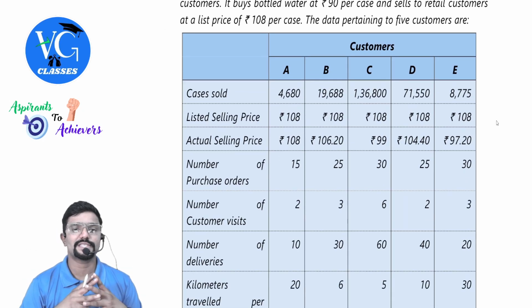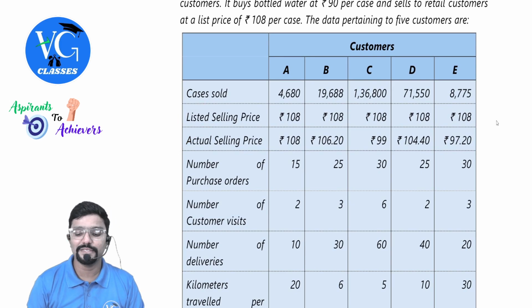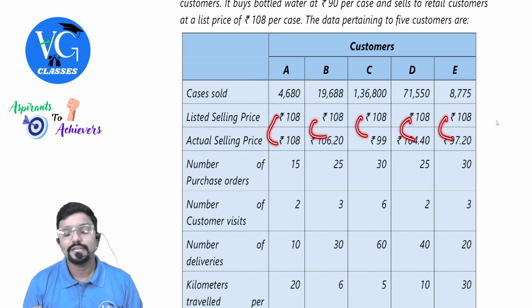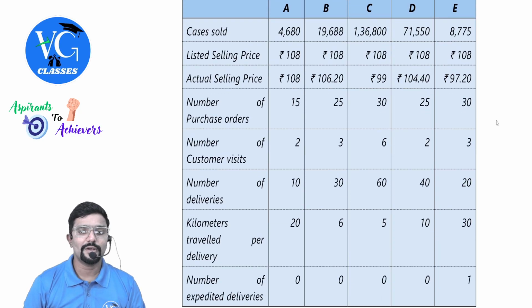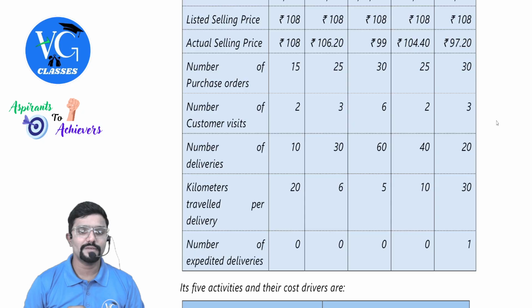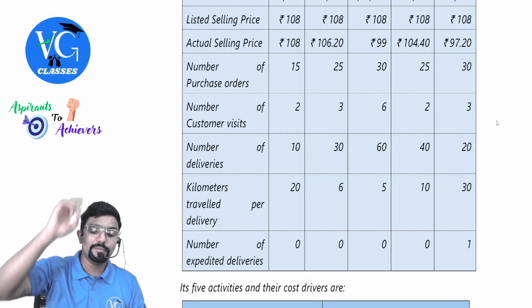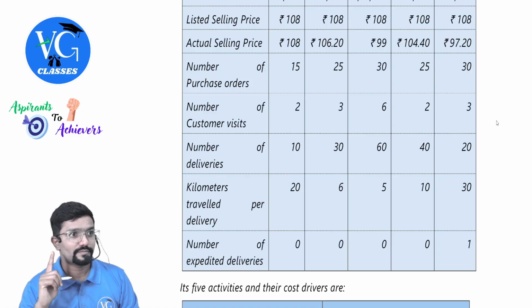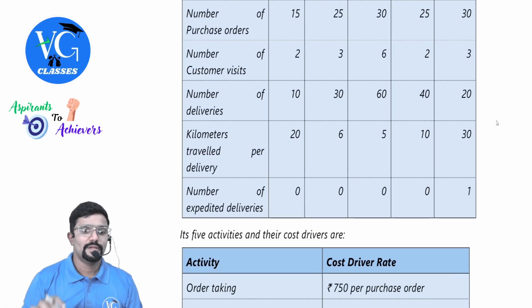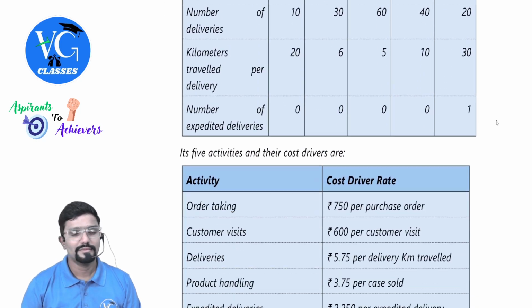Cases sold. Number of cases, guys. Listed selling price, actual selling price. The difference is there. That means the difference is what? Discount. The difference is called discount, guys. Number of purchase orders, number of customer visits, number of deliveries, kilometers traveled per delivery. If I ask you number of kilometers, you have to multiply both of these, guys. Important. Number of expedited deliveries only for the last product, which is E.